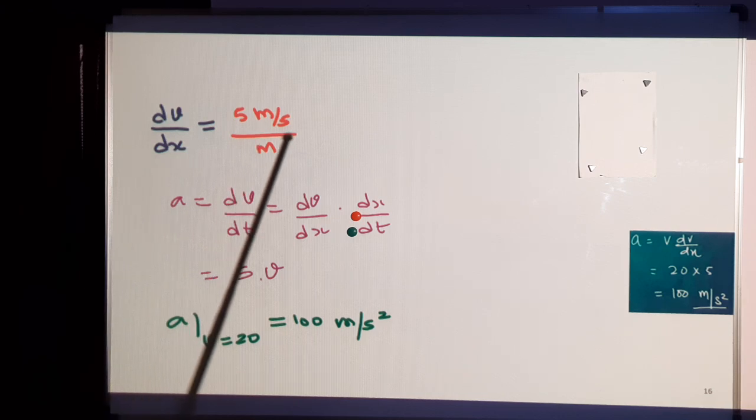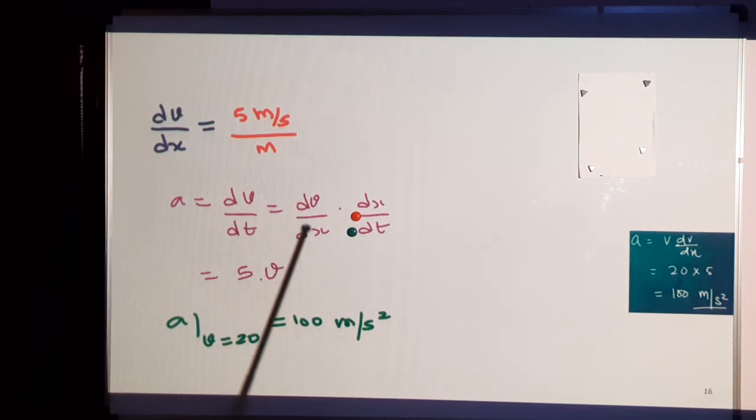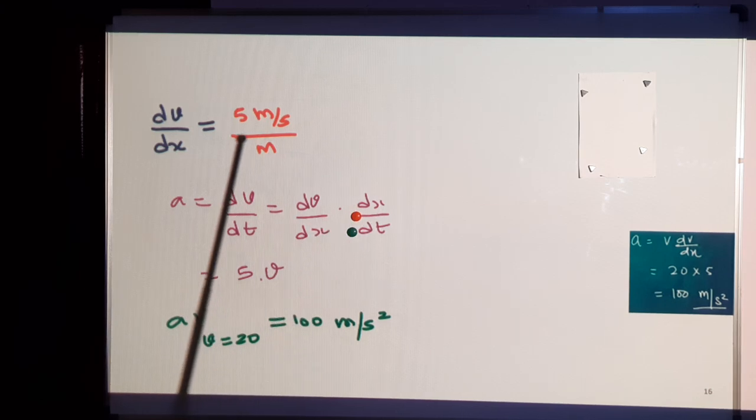dv by dx is 5 meter per second per meter. Acceleration is dv by dt. It can be written as dv by dx into dx by dt. And dv by dx is given in the question as 5. And then dx by dt is nothing but v. So to find the acceleration at velocity equal to 20, put v equal to 20 here.